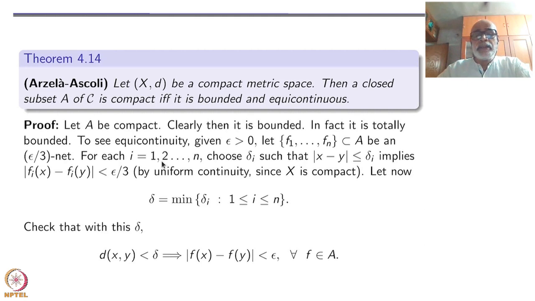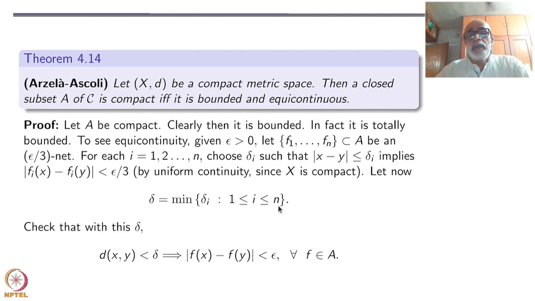For each i ranging from 1 to n, there are F1 to Fn. Choose delta i such that distance of x and y less than delta i implies |Fi(x) - Fi(y)| is less than epsilon by 3, by uniform continuity since X is compact. Indeed, here I should put just the distance between x and y; the modulus will make sense only when X is the real or complex numbers or Rn or Cn. Let now delta be the minimum of delta 1, delta 2, ..., delta n.